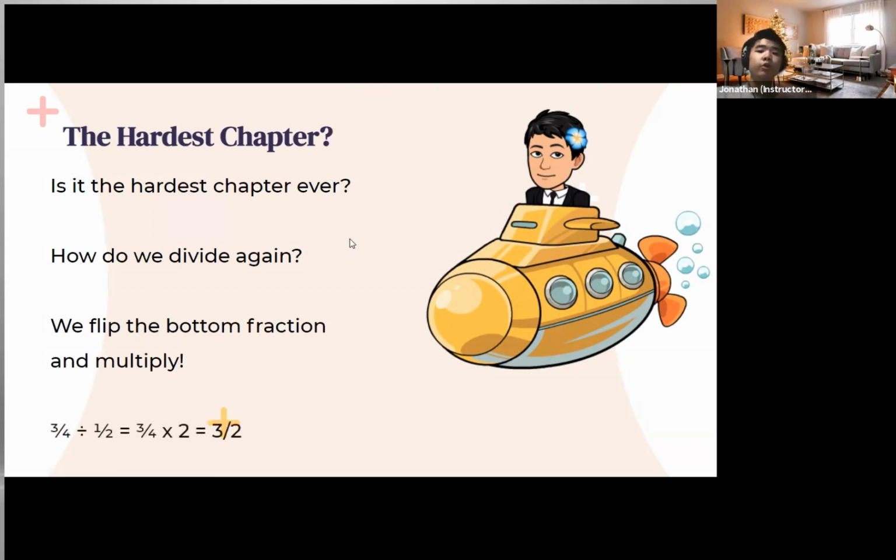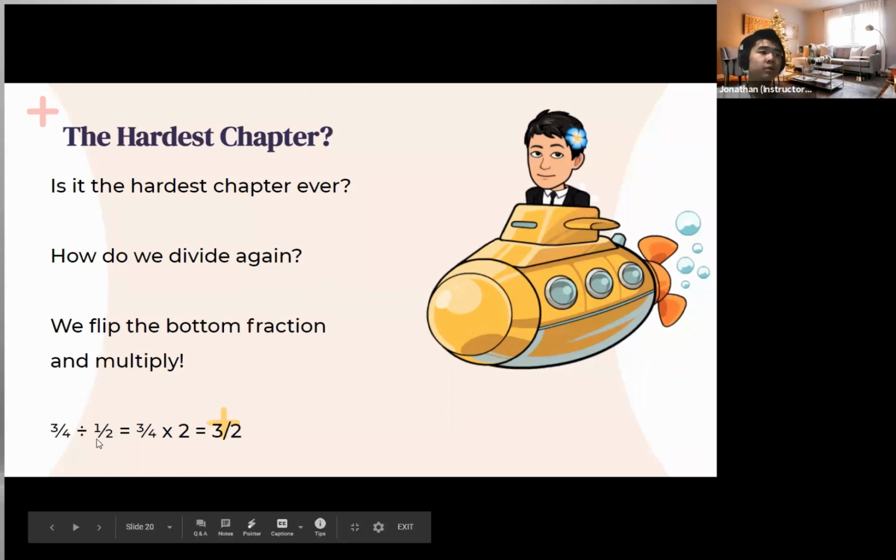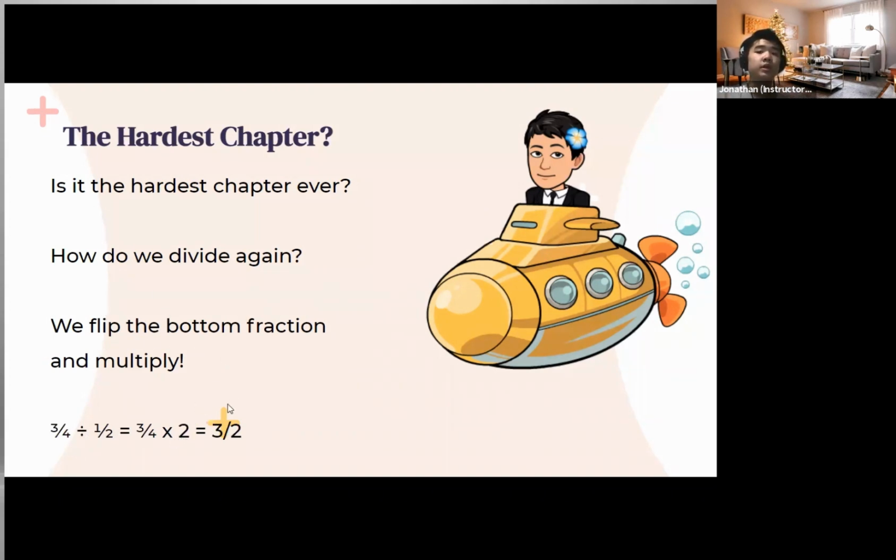So for instance, 3/4 divided by 1/2. We flip the one on the bottom. The one on the bottom is 1/2. So we flip it and then we multiply. So 3/4 times 2 is 3/2, because we flip 1/2 and then we multiply by 3/4.